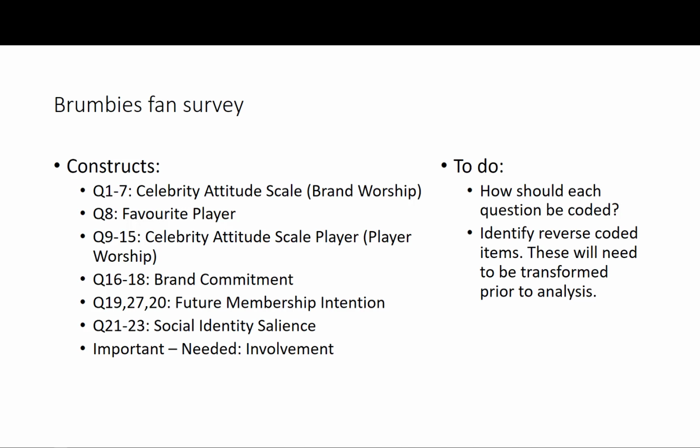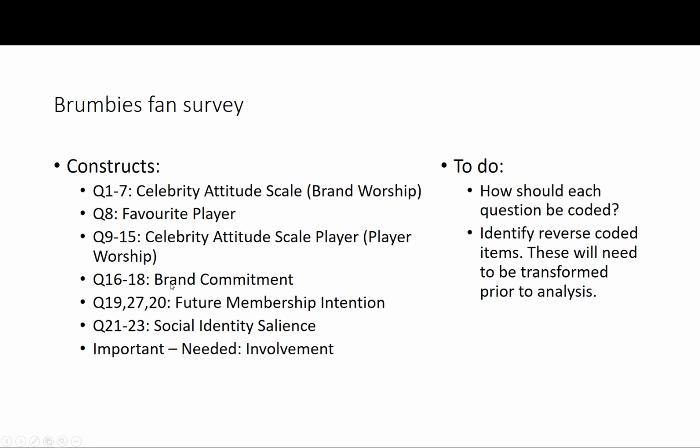So in terms of the constructs that I was measuring and the variables I used. For the first questions, 1 to 7, the variable I was using was the celebrity attitude scale, which I used in relation to brands in this case, and the construct was brand worship. I then had an open-ended question for favourite player at question 8. For questions 9 to 15, I again used a celebrity attitude scale, but in this case it was related to the player, and the construct was player worship.